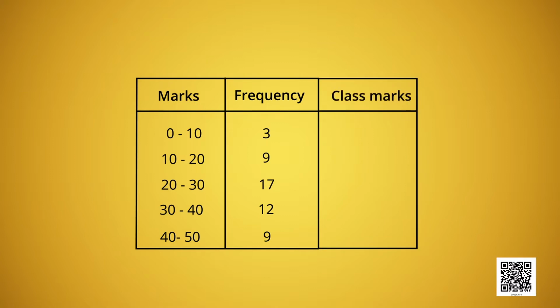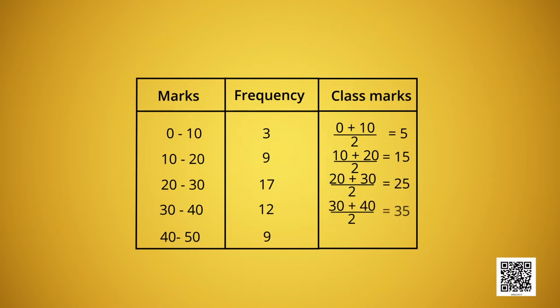For the first interval, the class marks will be 0 plus 10 divided by 2. That is lower limit plus upper limit divided by 2. So we get 5. For the second class interval, class marks is 10 plus 20 divided by 2. That is 15. For the third class interval, it will be 20 plus 30 by 2. That is 25. Next, it is 30 plus 40 by 2. That is 35. And next, it will be 40 plus 50 divided by 2. That is 45. So children, this is how we got the class marks for each of the class intervals.